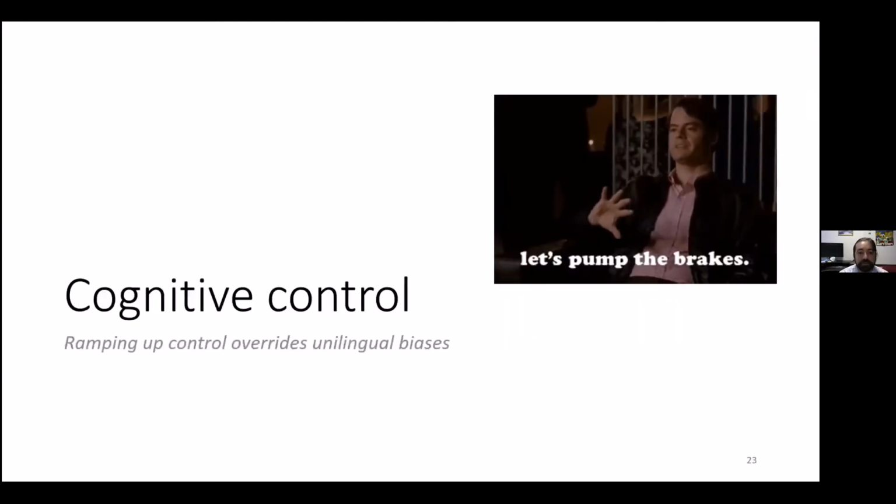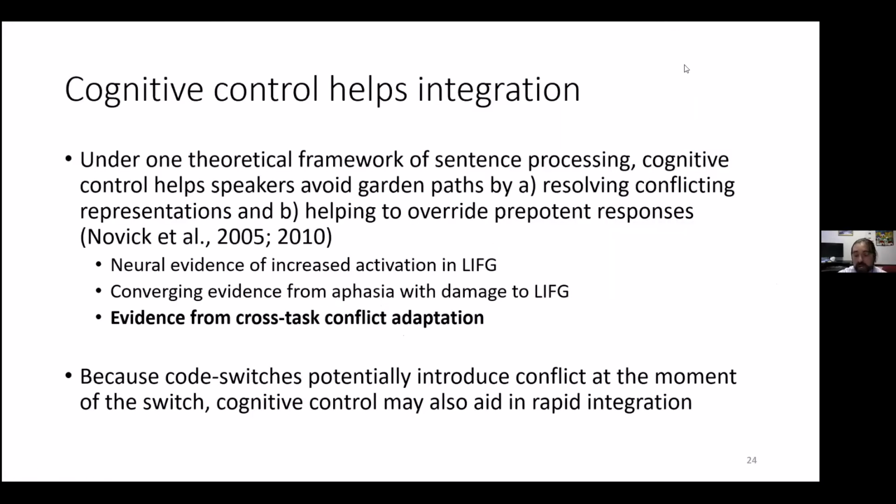So let's talk about the reactive control side of things with integration of the code switch itself. Here we're going to suggest that cognitive control plays a useful role for overriding expectations that things will continue in the same language. This idea comes from a theoretical framework that my colleague Jared Novick proposed with colleagues back in 2005, where basically the idea is that cognitive control helps speakers avoid garden paths because domain general cognitive control is thought to resolve conflicting representations and also helps to override prepotent responses.